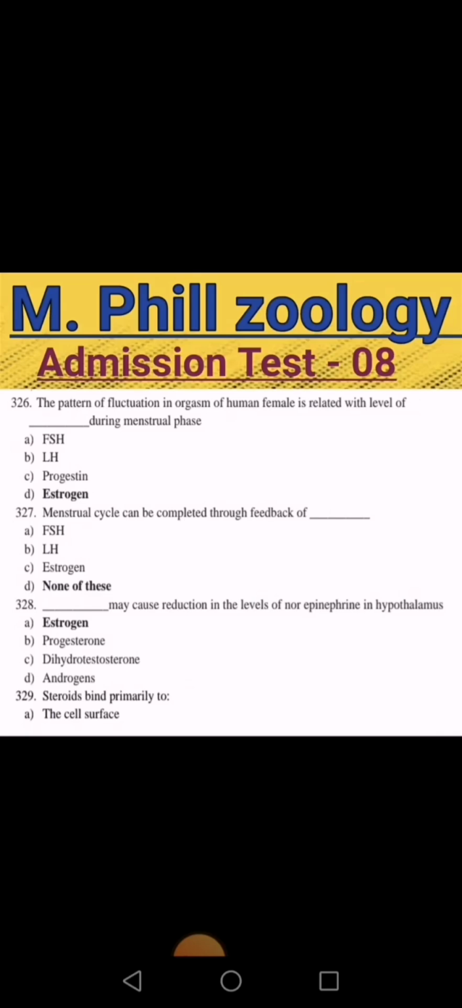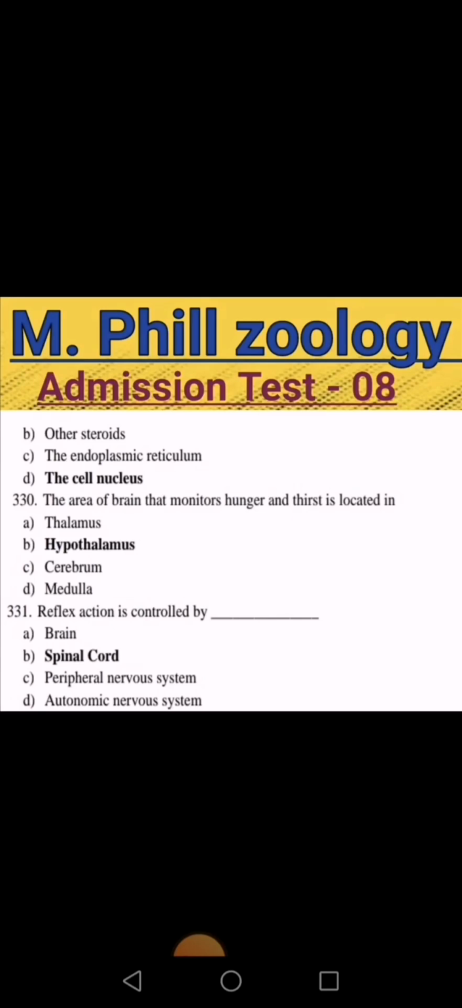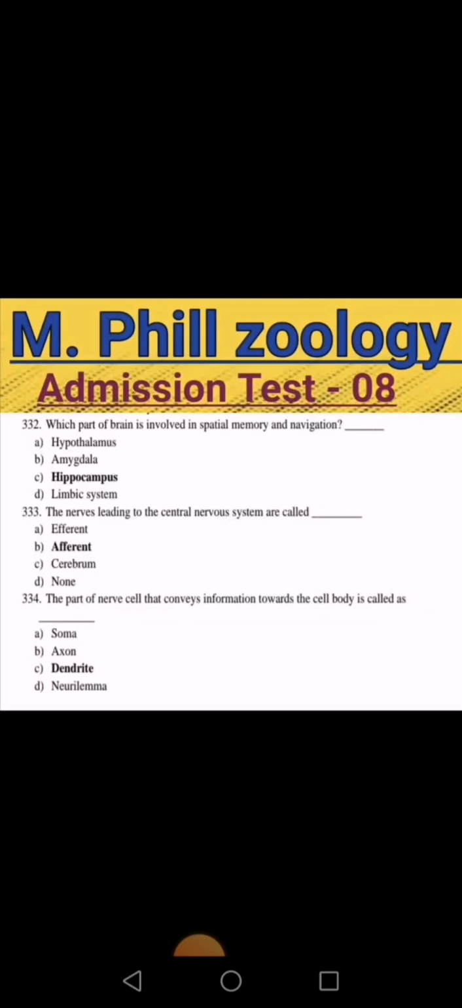Estrogen is right one. Steroids bind primarily to steroid receptors. D option is right, the cell nucleus. Next, the area of brain that monitors hunger and thirst is located in hypothalamus. Reflex action is controlled by spinal cord.